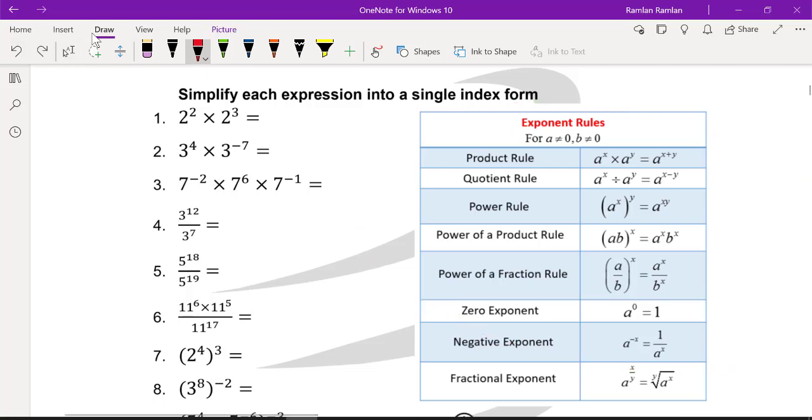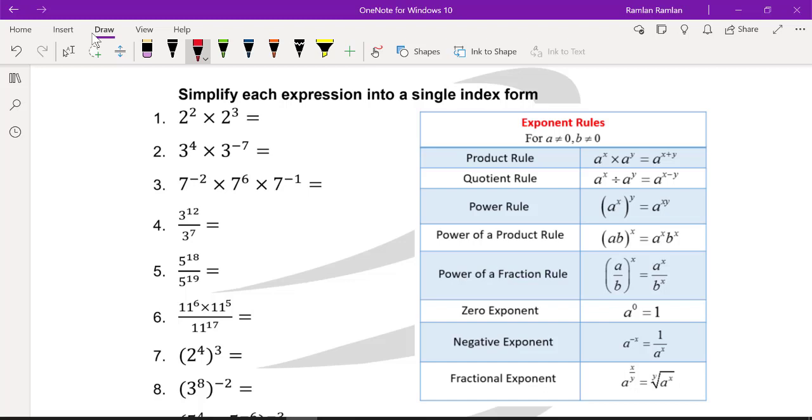For example, if we have a to the power of x times a to the power of y, it will be a to the power of x plus y. Just remember that we have already discussed how this works. You can just memorize all of this. Actually, you don't need to memorize it. You only need to understand how it works. Okay, let's jump to number one.